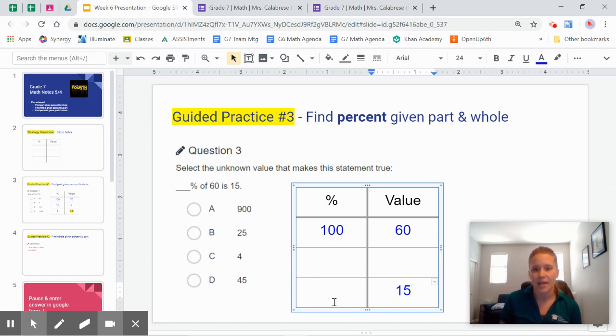Okay. Do you expect this answer to be greater than 100 or less than 100? Why? This should be less than 100 because the value is less than the value represented by 100%. So because my value decreases, my percent should decrease also. So we can go ahead and eliminate A for sure, okay?